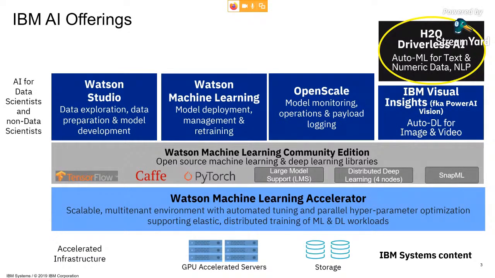But at IBM, we also have another product that used to be called Power AI Vision. It was just recently, like within the last couple of weeks, rebranded to IBM Visual Insights. The reason I mention this is it is targeted at the computer vision type of applications, okay? And it does a similar thing. H2O makes machine learning easy. IBM Visual Insights makes deep learning easy. Both of these products are point and click type of products, right?